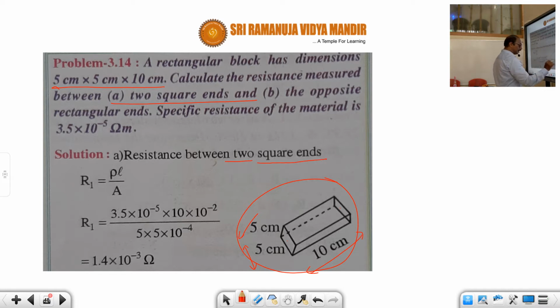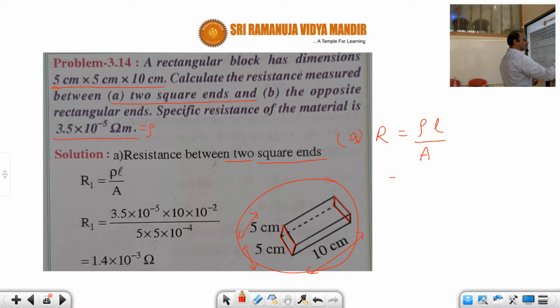So if you look at the diagram, this is one square and this is another square, 5 centimeter, 5 centimeter, 5 centimeter. Between these two ends they are asking, where the resistivity is given like this. This is called the resistivity. What is our formula? R is equal to rho into L divided by area.